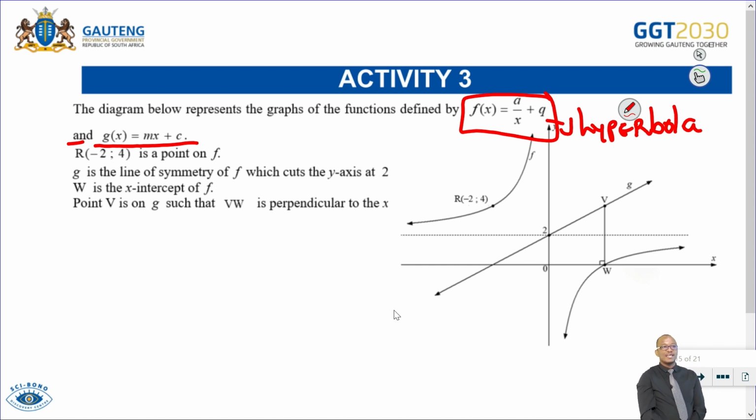It's a point on f. R is negative 2 and 4, a point on f. The information given there is correct when you interpret it with the graph. So g is the line of symmetry of f, which cuts the y values at 2. So automatically they are telling you that the axis of symmetry of this function cuts the values at what? At 2.